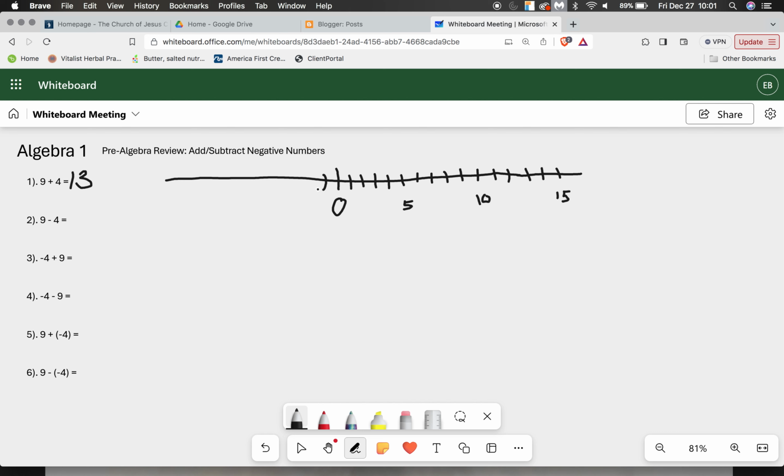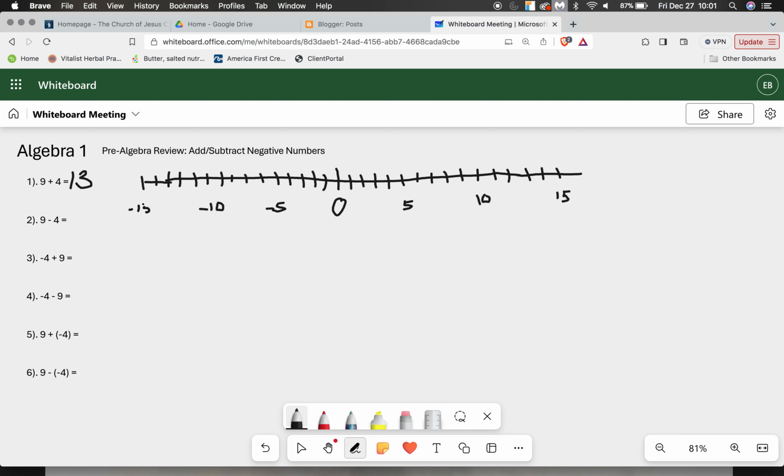And then over here we have 1, 2, 3, 4, 5, 6, 7, 8, 9, 10, 11, 12, 13. Let's see, 1, 2, 3, 4, 5. Here's negative 5 on the number line. And 6, 7, 8, 9. Here's a negative 10 on the number line. And let's go to negative 15. 14, 15. Negative 15 on the number line.